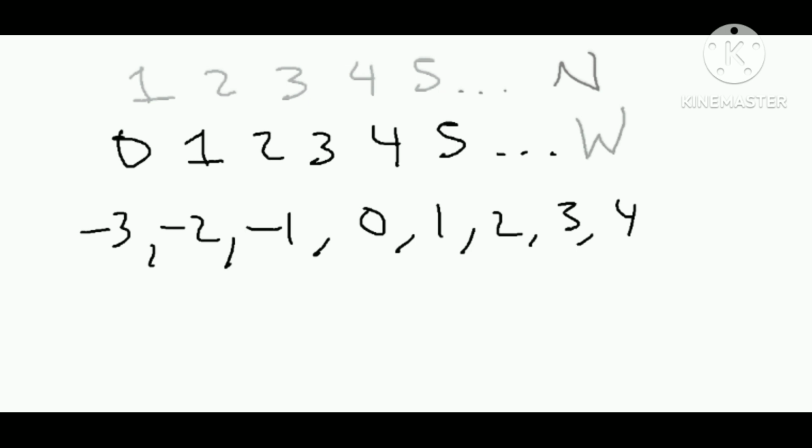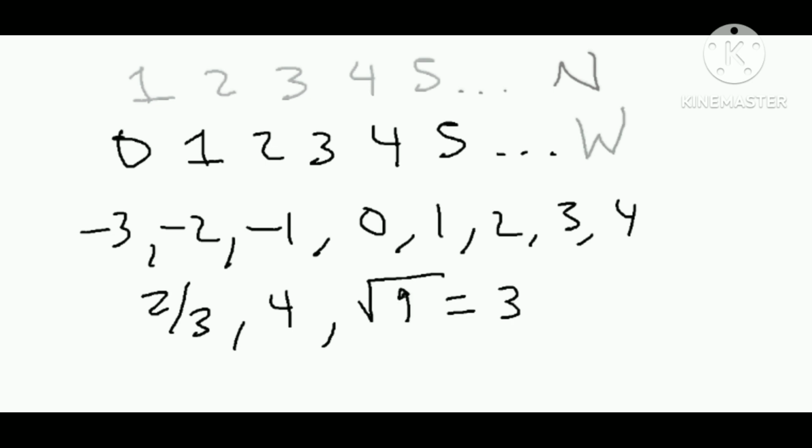All of these are real numbers, and they're all rational. A rational number is a number that can be put into a fraction using integers. So 2 over 3 is rational. 4 is rational. The square root of 9 is rational because that's equal to 3. So all of those numbers are rational.